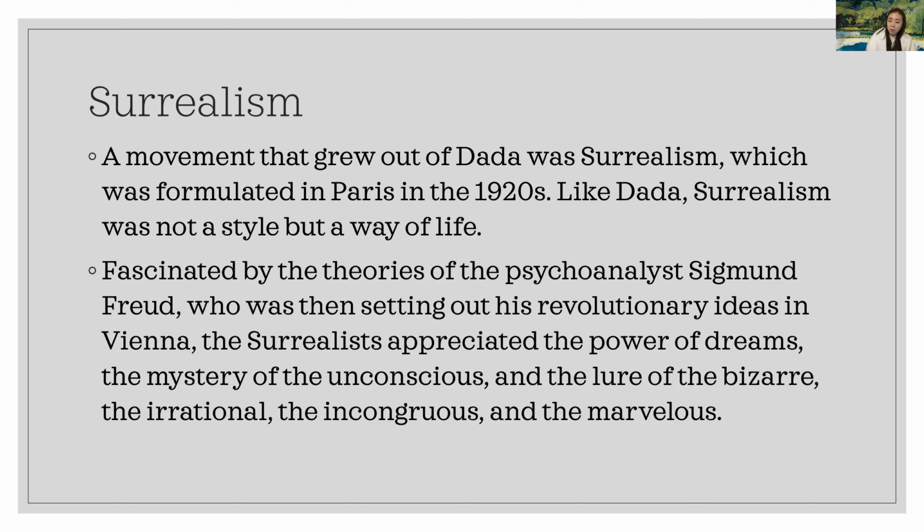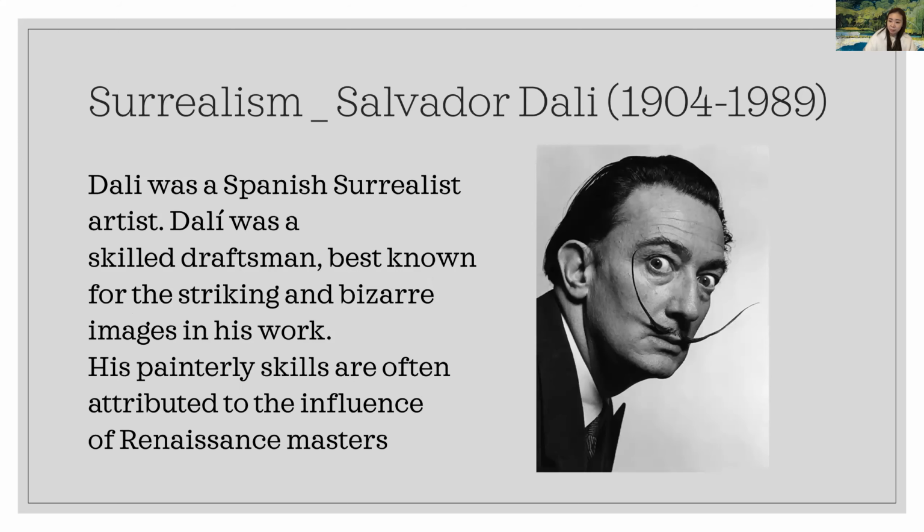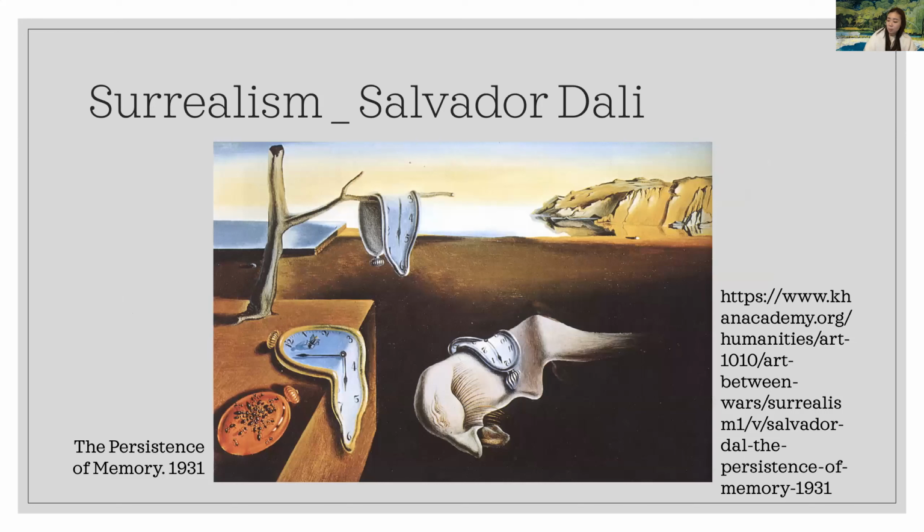So I'm going to show you two surrealist artists after the avant-garde. This is the first artist, Salvador Dali. Dali was a Spanish surrealist artist. Dali was a skilled draftsman, best known for the striking and bizarre images in his work. And his painterly skills are often attributed to the influence of Renaissance masters. So let's see his work of art.